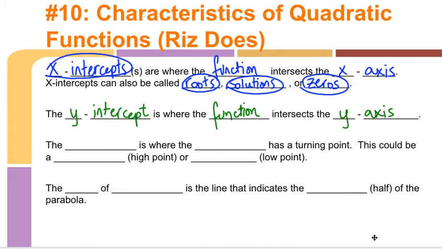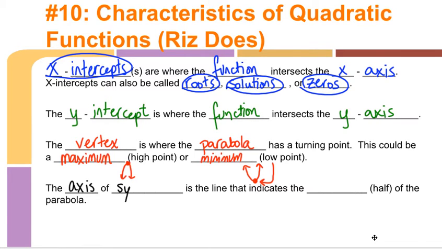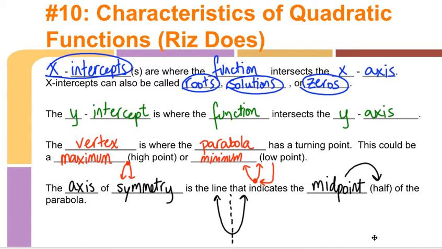Now the newer word that we're talking about here is the vertex. The vertex is where the parabola has a turning point. This could be a maximum, which would be like the highest point of a parabola, like if you had a parabola like this, and then it was the highest point. Or it could be a minimum, meaning a parabola that was facing up like this, and then it had a really low point. Alright? And then the other new terminology that we're using is the axis of symmetry. The axis of symmetry is the line that indicates the midpoint, which is basically just halfway of the parabola. So if you have a parabola like this, then the axis of symmetry is the imaginary line that would split it exactly in half. Okay?